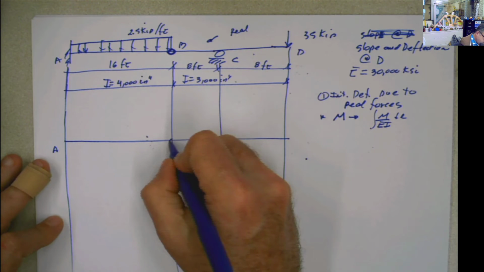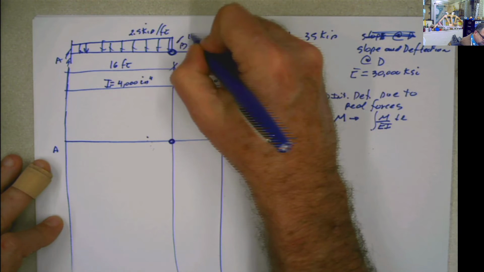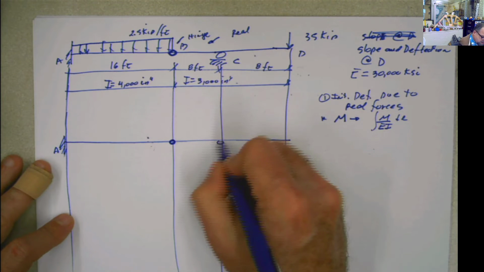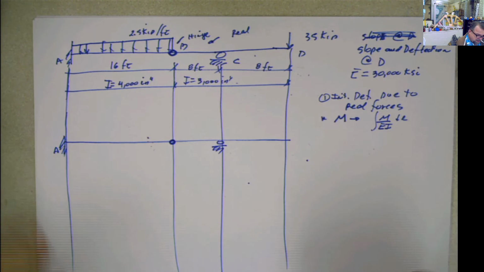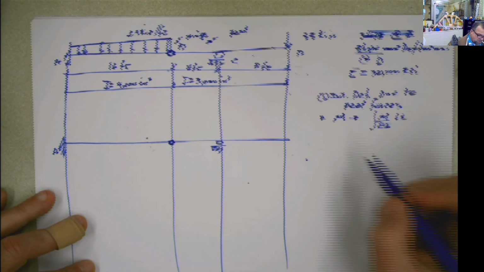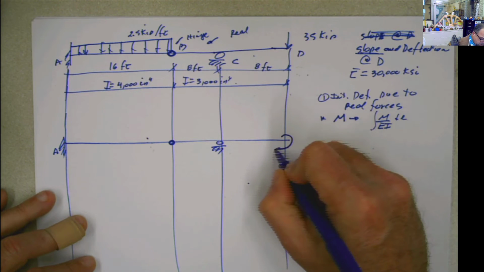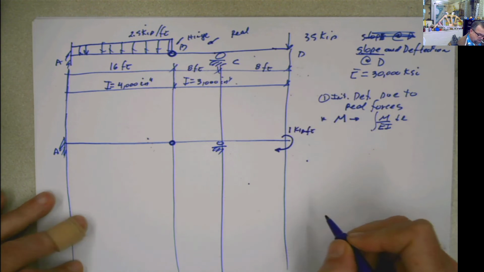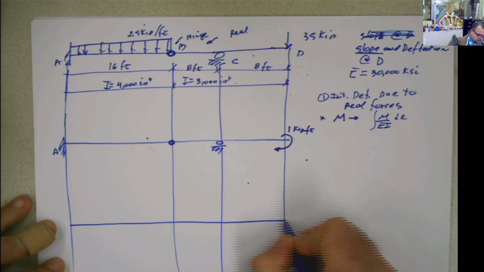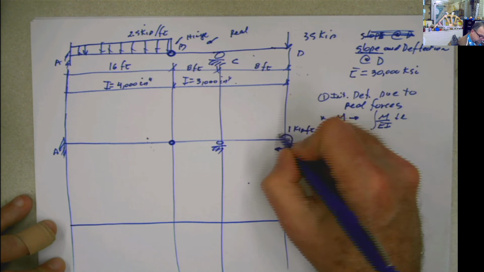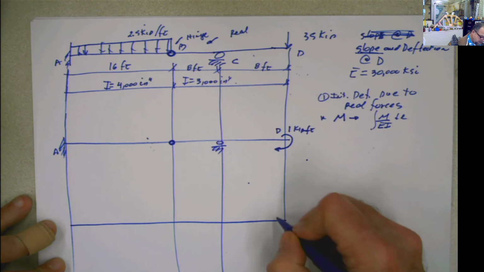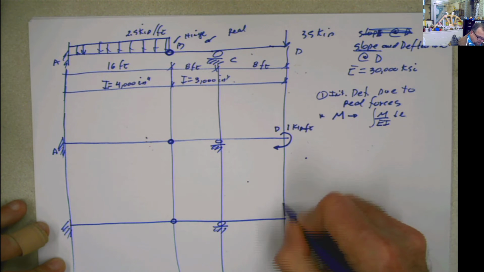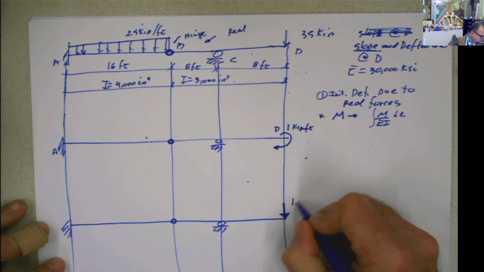A hinge, right there. Remember, this is a hinge. There you go. And this is a fixed support, and this is a roller. Because I'm interested in rotation or a slope, I have to apply the unit moment here. That's going to be my virtual structure for the rotation. And if I'm interested in calculating deflection at D, remember this is D, then I'm going to create another virtual structure only with a virtual load over there of 1 kip.